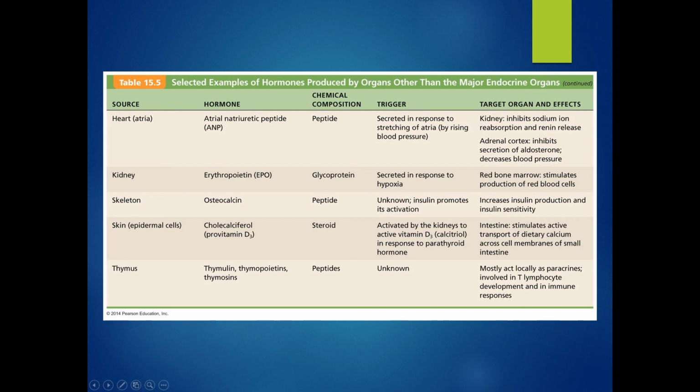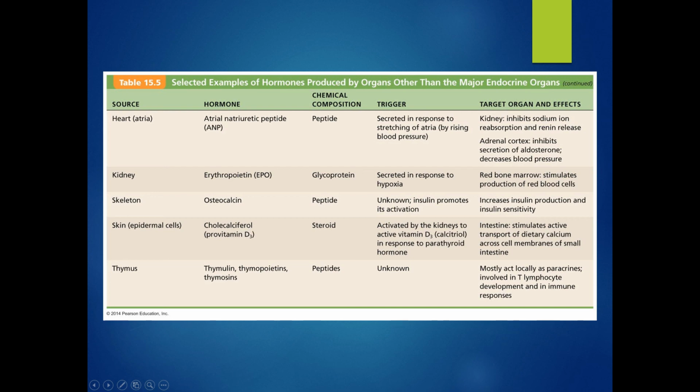And then the heart produces ANP, which is antagonistic to aldosterone. So what it does is inhibit sodium reabsorption, and then will inhibit aldosterone secretion to lower blood pressure. Because if you have a lot of sodium in your bloodstream, your blood pressure is going to go up.